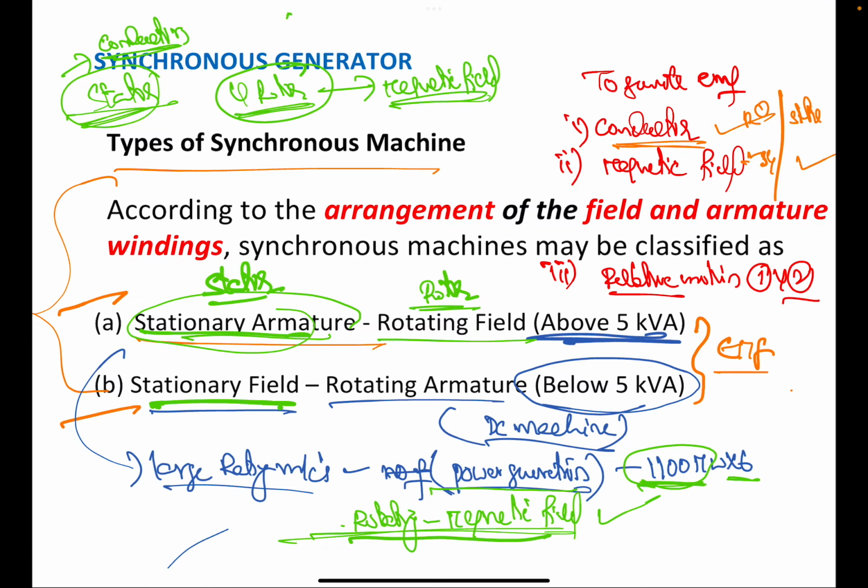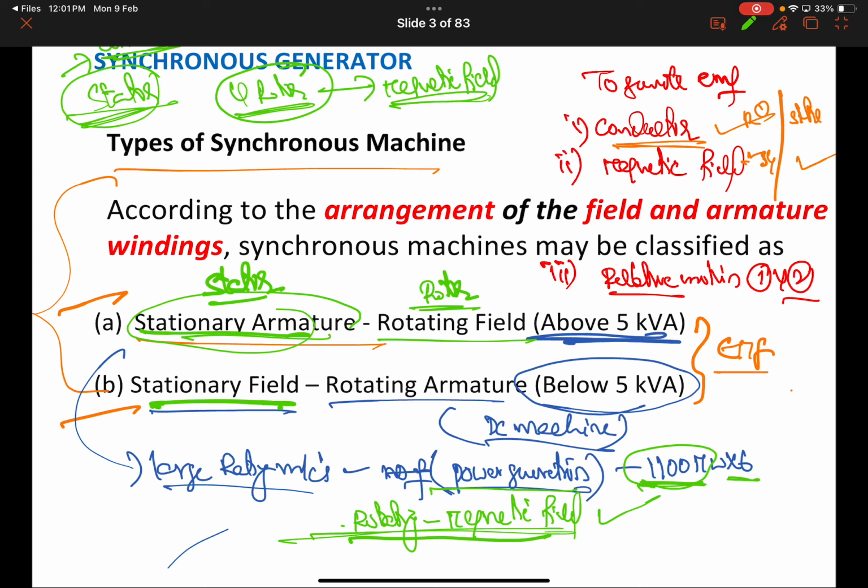We have two possibilities here. Out of the two possibilities, which one is better? One is stationary armature and rotating magnetic field, and the second one is stationary field and rotating armature. Comparing DC and AC machines here, which one is better?